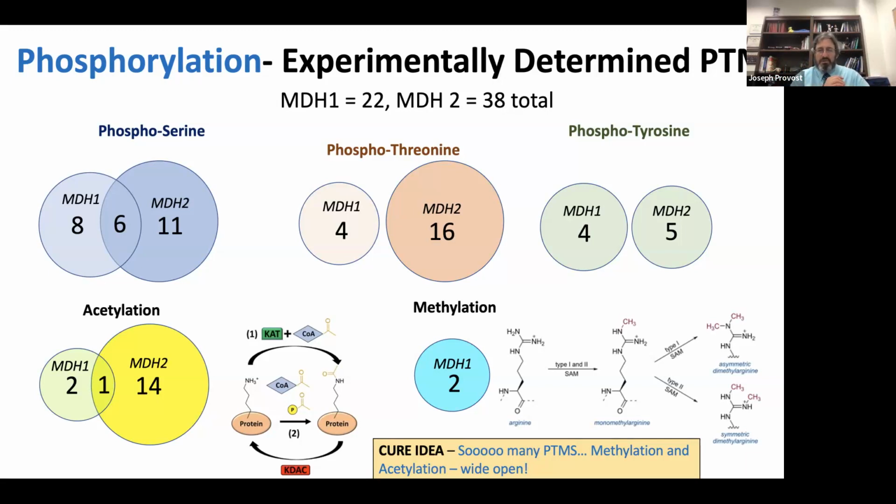But it's not just phosphorylation that's controlling MDH. There's acetylation and methylation. So many different sites of post-translational modification, and the methylation and the acetylation is wide open. One of the nice things, as we'll see in a second, is that when you want to study a purified protein, you can use phosphomimics. There are also phosphomimic-like things for both acetylation and methylation you can do. I'm going to be focusing on phosphorylation, but there have been a couple of interesting papers looking at methylation on MDH, and again, lots and lots of areas to study.